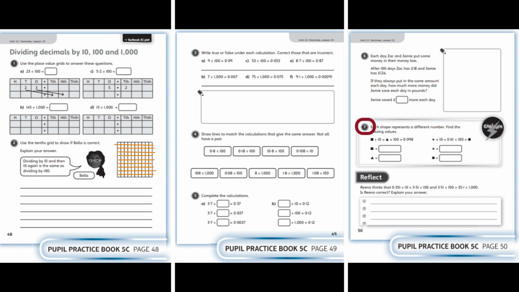It's the same with the other side. A star times 10 equals 0.61 divided by 100, which equals a circle. Your number sentence in the middle, 0.61 divided by 100, is going to tell you what a circle is. And then when you figure out what that is, you can say, okay, a star times 10 is going to equal the same thing as the circle. It is tricky. Take your time, work it out. And as always, make sure you do the reflection at the end.